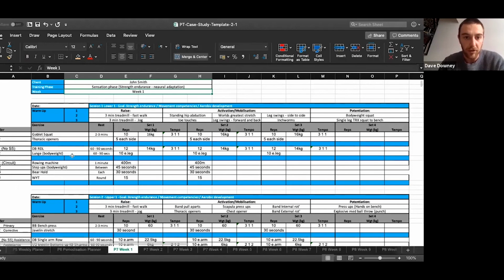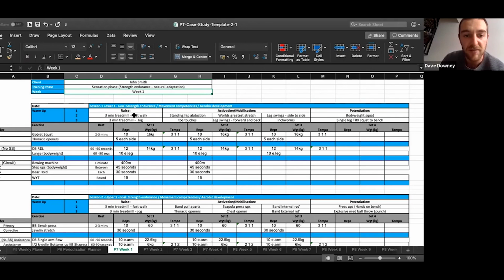So week 1, this is going to be a lot of communication, getting to know each other, building rapport, making sure he's moving right. Big emphasis on warm-up, because you can get a lot done in the warm-up before you move in. So let's have a little look. So sensation phase, strength endurance, neural adaptation, week 1. So session 1, lower body, lower 1.